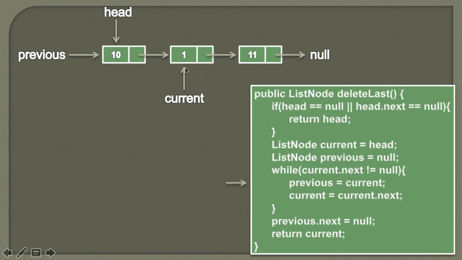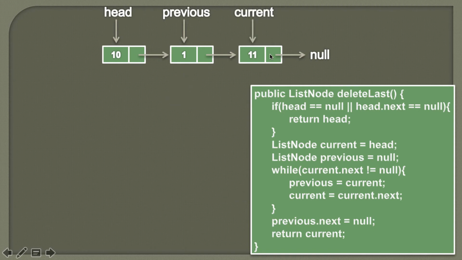And before moving current to its next position, we make sure previous is at current's position by assigning current's value to previous. So it would look something like this. Then we simply move current to its next position by assigning current.next to current. So current.next is pointing to this third node. So after this assignment, current will point to this node.